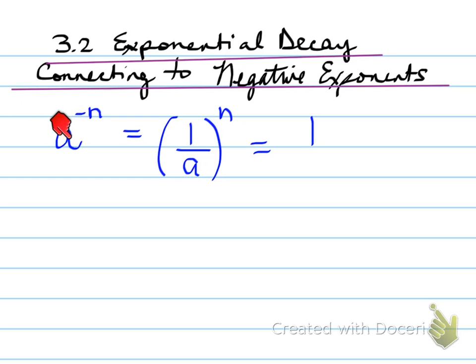Once we apply the rule to the base and flip the base to be 1 over a, we can now make that exponent positive. So, a to the negative n is equal to 1 over a to the positive n, and that means the numerator gets the n and the denominator gets the n. That means that 1 to the power of n is going to equal 1. A to the power of n is still a to the power of n.